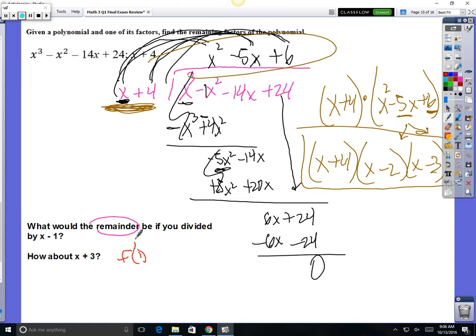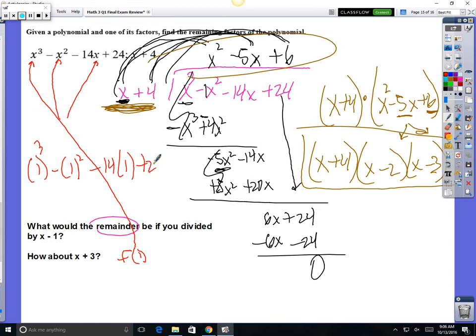So here we go. I'm going to take 1 and put it into that x, into that x, and into that x. Where the x's are, you have to put parentheses. Instead of the x, put a 1. Parentheses 1 cubed minus parentheses 1 squared minus 14 parentheses 1 plus 24. Type that in your calculator, hit enter. So this is 1 cubed is 1 minus 1, so that's 0. So I've got a minus 14 plus 24. So if you divide by x minus 1, your remainder is 10.